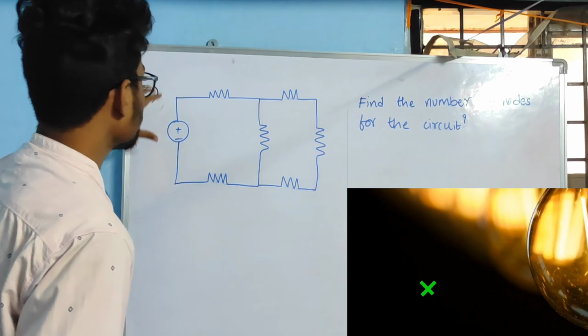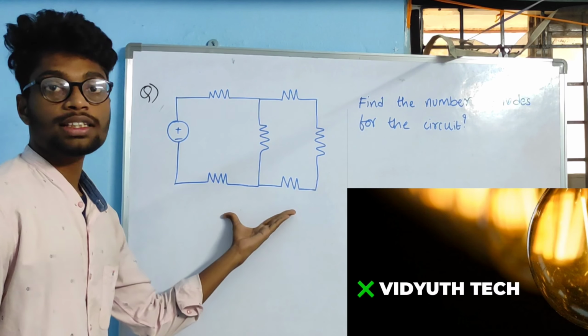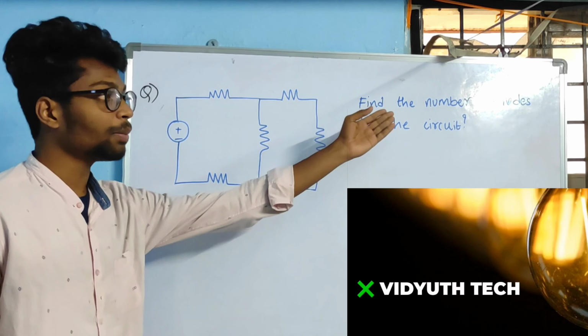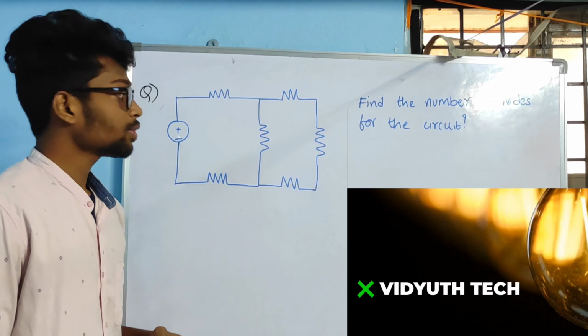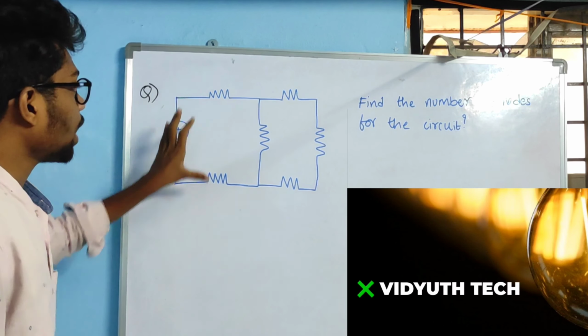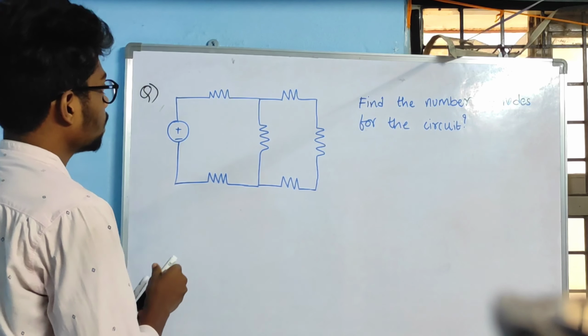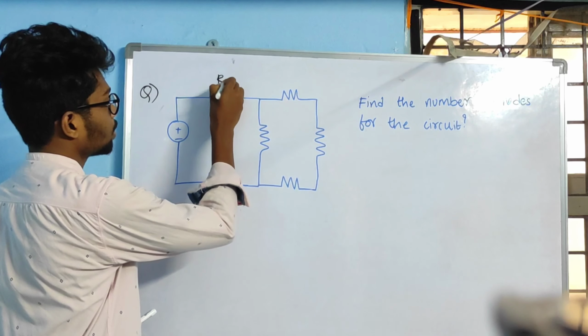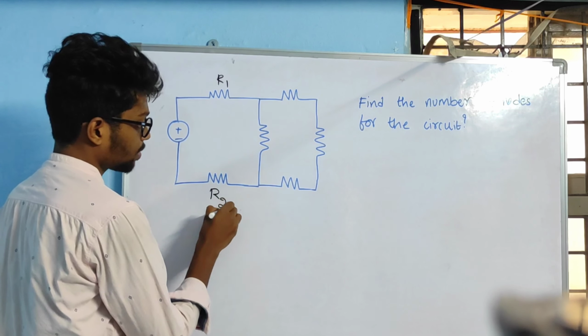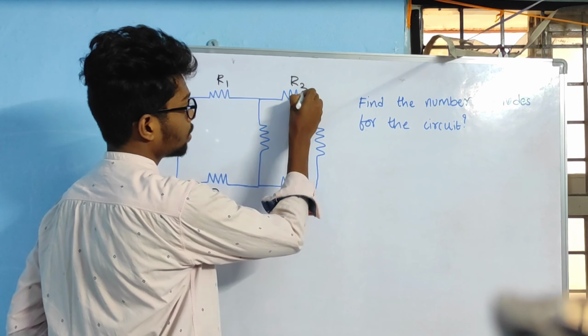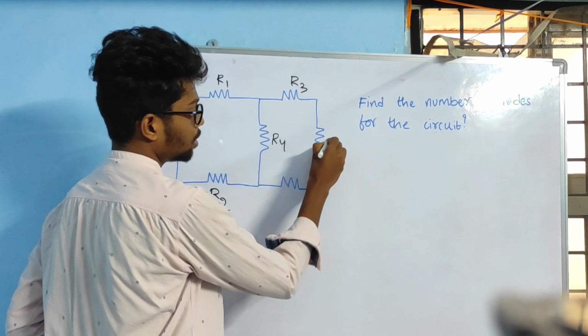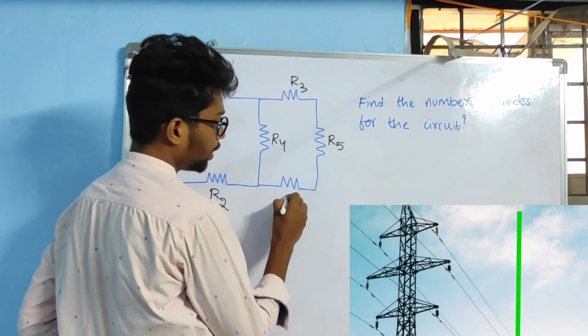Friends, coming to this question, they have given the circuit diagram and we have to find the number of nodes for this circuit. For this circuit they have given components like voltage source, resistance 1, resistance 2, resistance 3, resistance 4, resistance 5 and resistance 6.